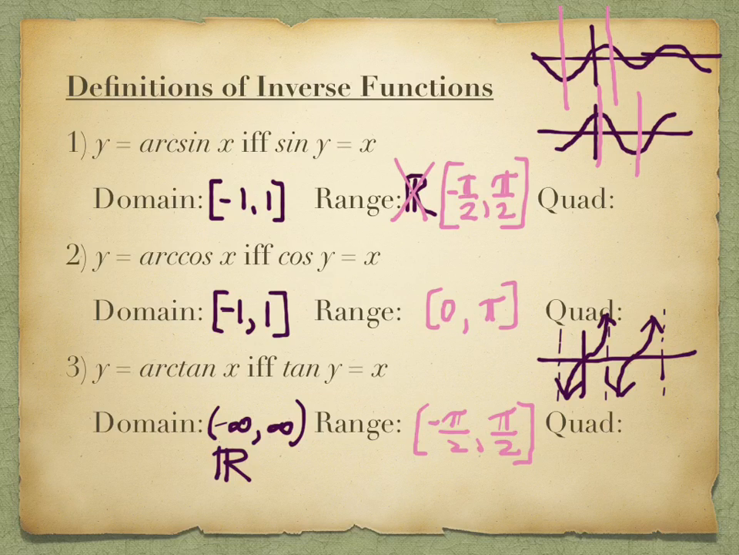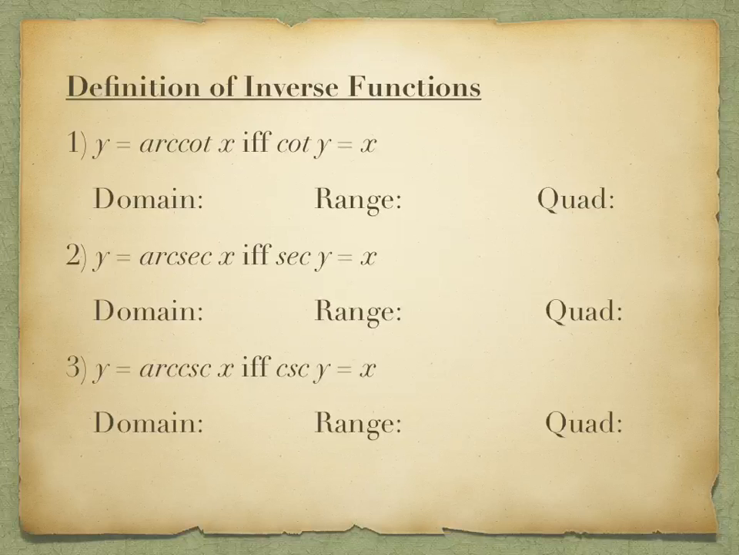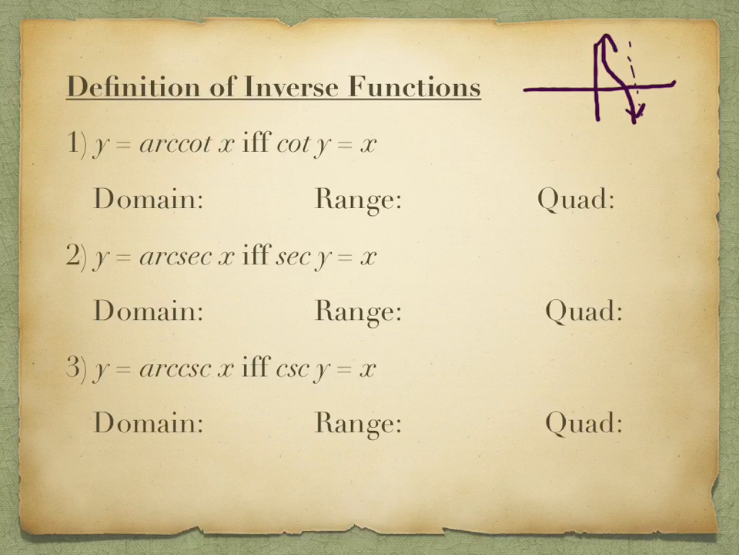I promise we're going to do quadrant, but before we do quadrant, let me finish the domain and range for all of our inverse trig functions. So I'm going to switch to the next slide. So we've got arc cotangent, and arc cotangent had the graph that looked much like tangent, right? Whoops, let's make that dotted. Except that it was a decreasing graph, and the asymptotes are in a different location.